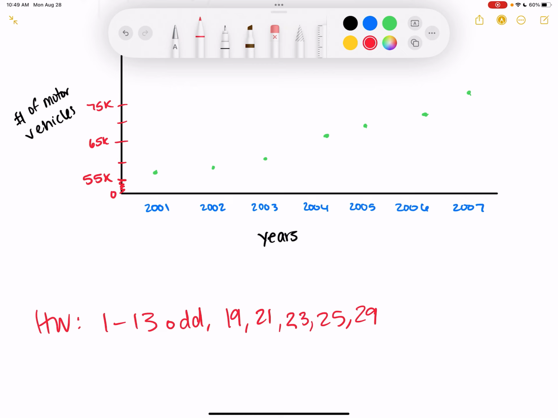Make sure all of this is stuff that we... 23, 25... I know, and so now it looks like 1 through 13 odd, 19, 21. We're in chapter P. So 21 is a super weird problem. It's a perimeter and area problem, but it is tilted.